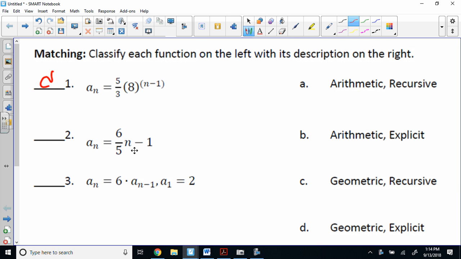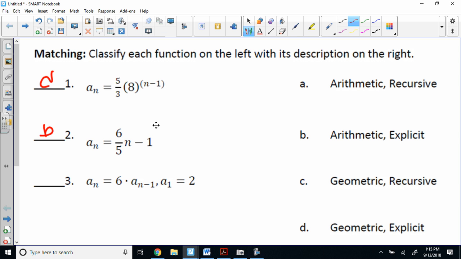Now, this is what? Arithmetic? It's arithmetic because it's nothing raised to a power, right? Okay, now is it recursive or explicit? Raise your hand for A. Raise them, guys. Come on. Okay. Raise your hand for B. Ladies and gentlemen, it's B.